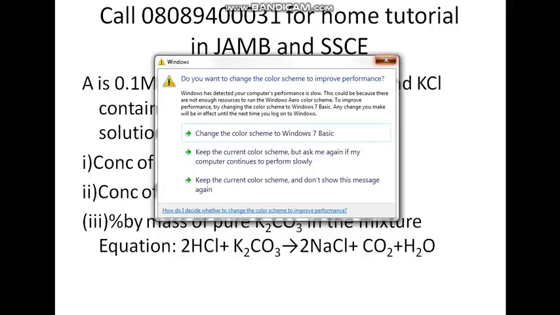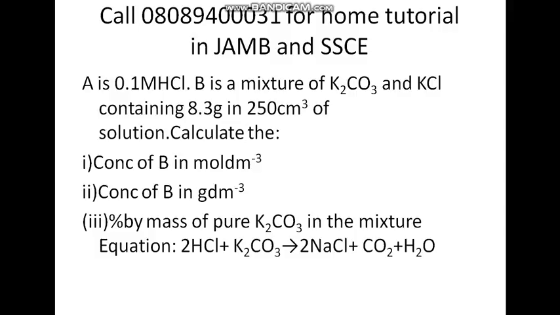Note the following. The equation of reaction is 2 mole of HCl plus 1 mole of K2CO3 to give 2 mole of NaCl plus 1 mole of CO2 plus 1 mole of water. In the equation, the number of mole of HCl acid, that is Na, is equal to 2. The number of mole of K2CO3 base, that is Nb, is equal to 1. The average volume of acid used, that is Va, is given as 24.30 cm cube. The volume of base pipetted, that is Vb, is given as 25 cm cube.